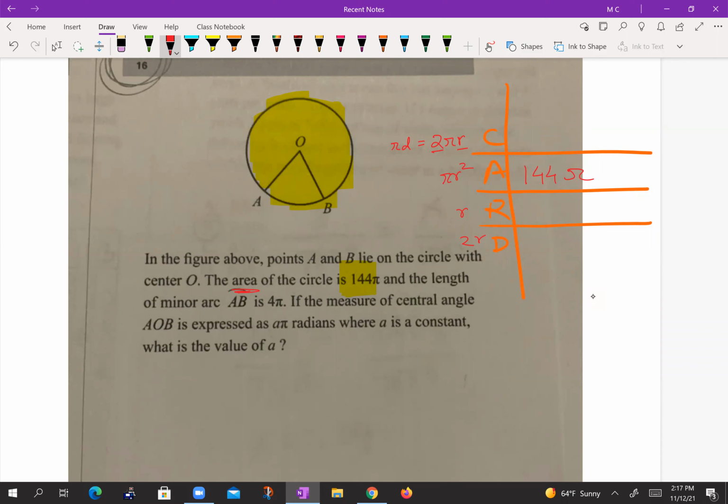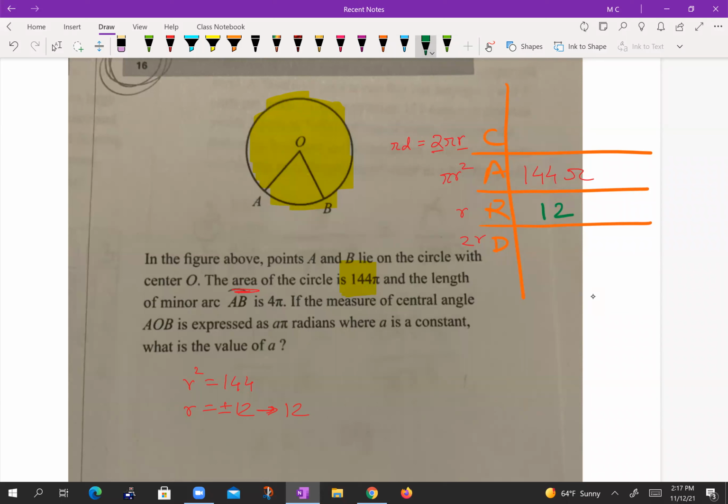So pi r square is 144 pi. That means r square must be 144 because you just take the pi out. R will be plus or minus 12. So it can only be plus 12 because it's a distance. It cannot be negative. So from that, you can tell r is 12.